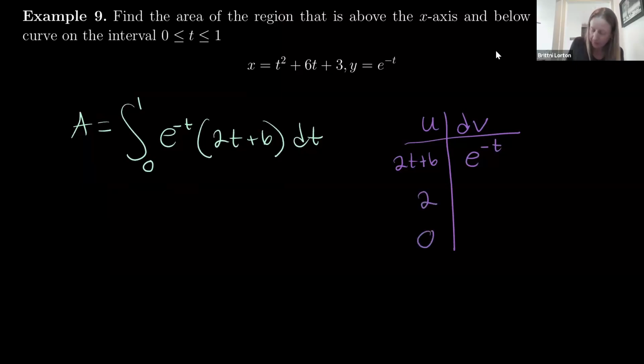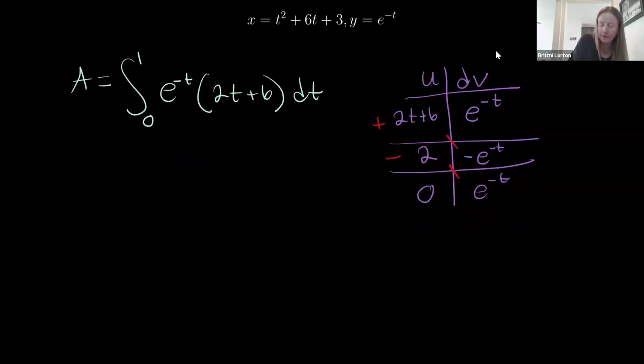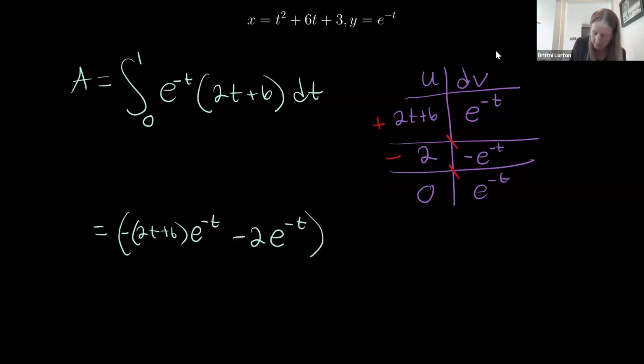And then I do derivatives until I run out, and anti-derivatives to fill in the chart, and then the diagonal multiplication plus minus. That was the nice shortcut for some of these easier integration by parts. This is an integration by parts problem. And I ended up with 2t plus 6 times negative e to the negative t minus 2 times e to the negative t evaluated from 0 to 1.